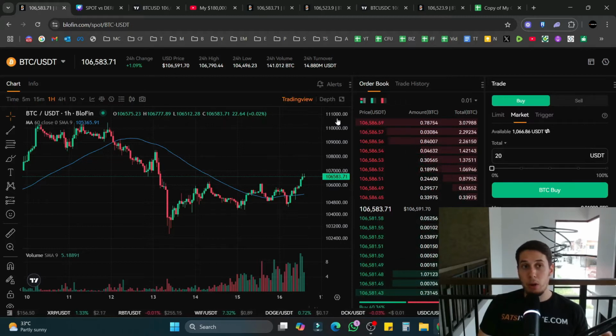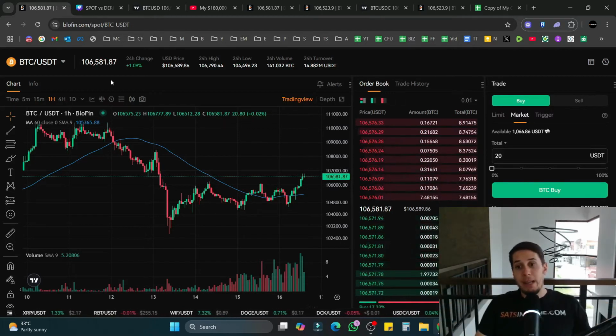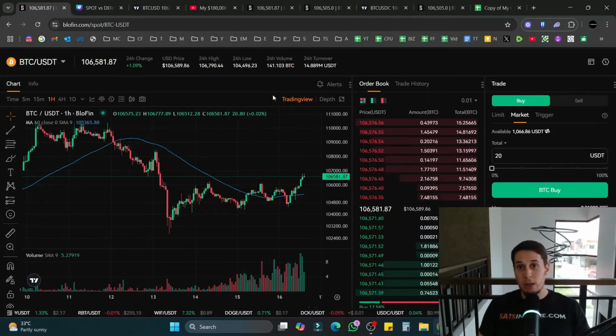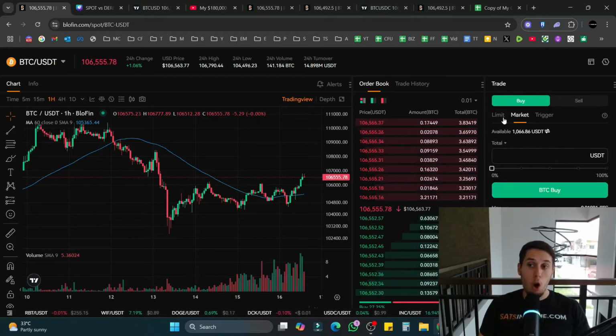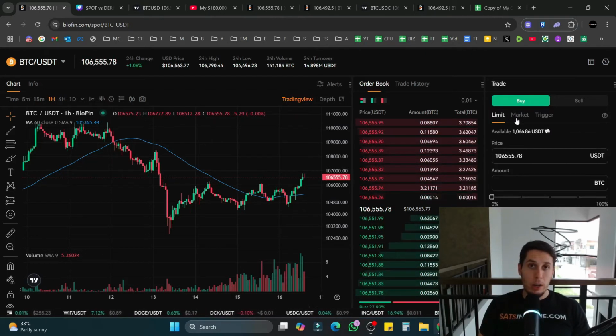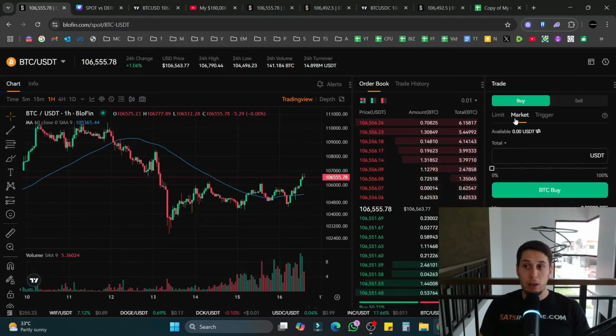Just remember that if you are trading some meme coin that has like $5,000 of volume in 24 hours, then it's not really a good idea to use a market order, right? It's better to stick to a limit order always. With these low liquidity coins, it's never a good idea to use market orders.